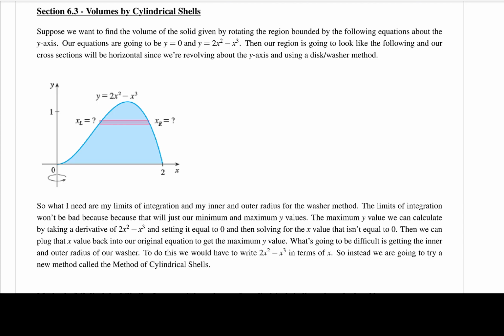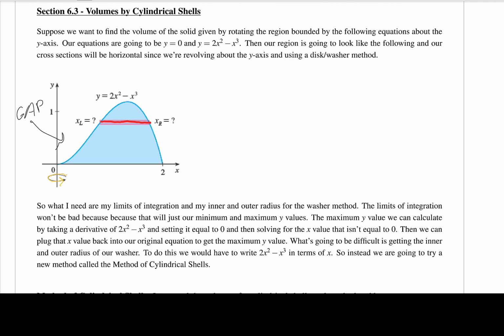So suppose we want to find the volume of a solid given by rotating the region bounded by the following equations about the y-axis, right? So I'll try to use the colors we've been using. So we're rotating about this axis. So then our slice is going to look something like this, right? And immediately we know this is going to be a washer because of this gap here.